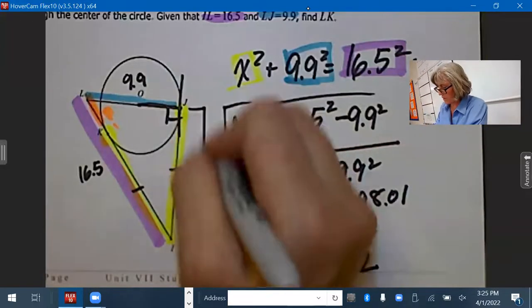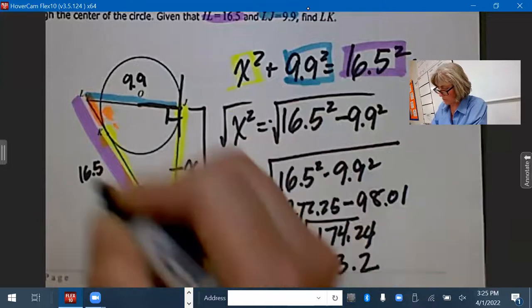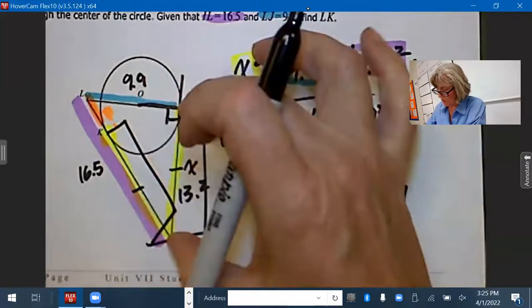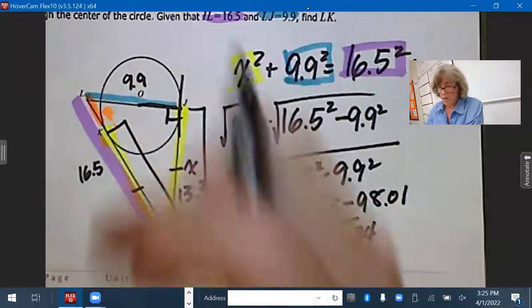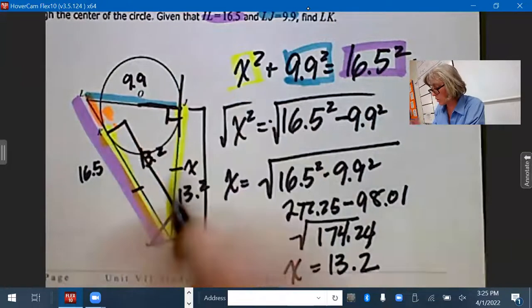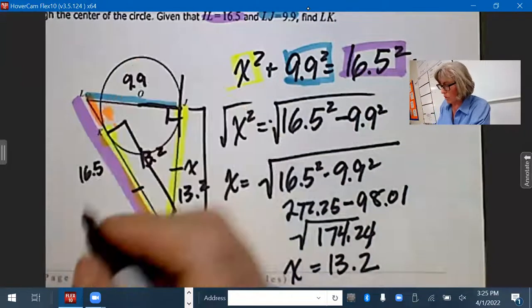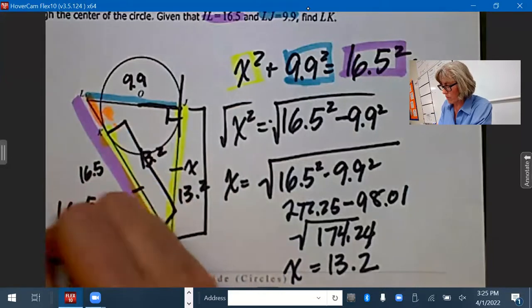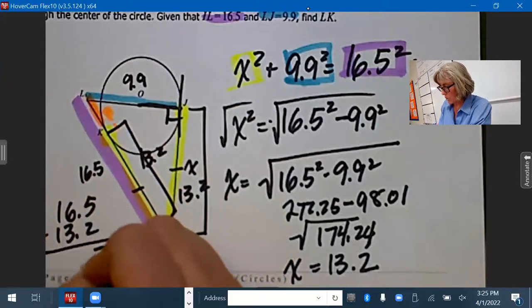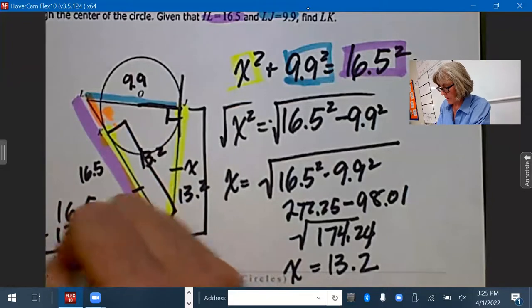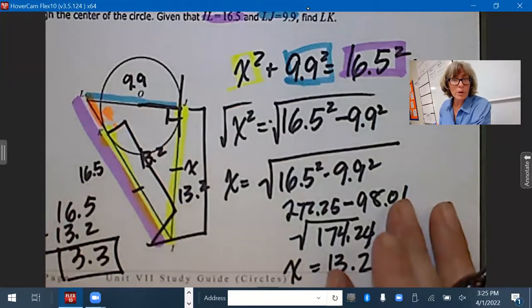Now, knowing that this is 13.2, this over here, if you swing it around, is also 13.2. So to get my orange, I simply do 16.5 minus 13.2. And your final answer there is 3.3.